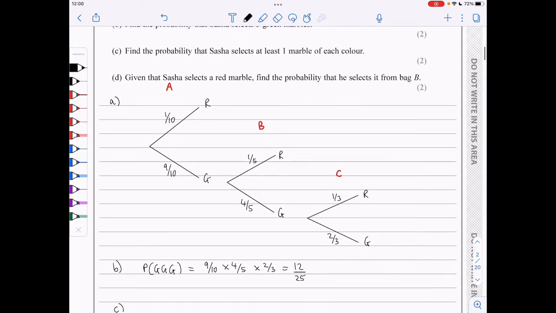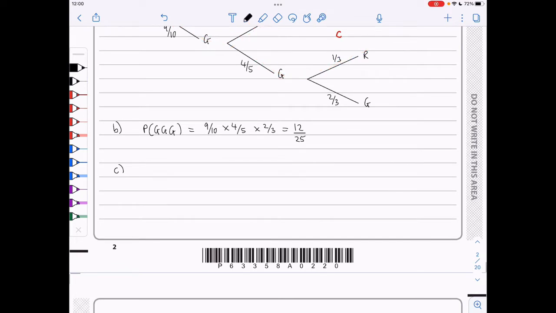C, what's the probability that Sasha selects at least 1 marble of each color? Well, at least 1 marble of each color could be green, red, or green, green, red, so that we've got a red and at least a green. So this would be 9/10 times 1/5. That's the green-red scenario, plus green, green, red. And this is equal to 21/50.